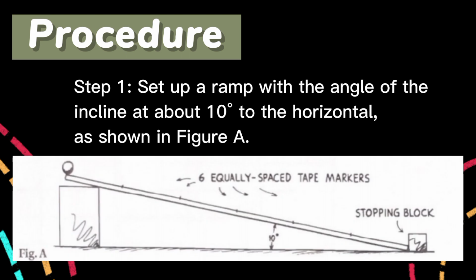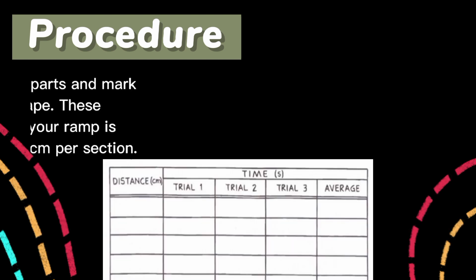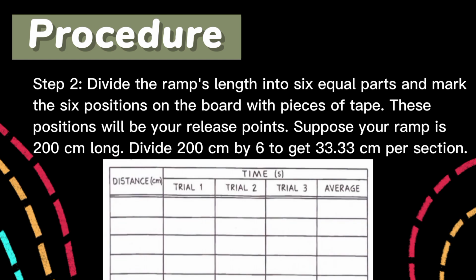Proceeding to the procedure, step number 1 is to set up a ramp with the angle of the incline at about 10 degrees to the horizontal, as shown in figure A, with the 6 equally spaced tape markers. Step number 2 is to divide the ramp's length into 6 equal parts and mark the 6 positions on the board with pieces of tape. These positions will be your release points.